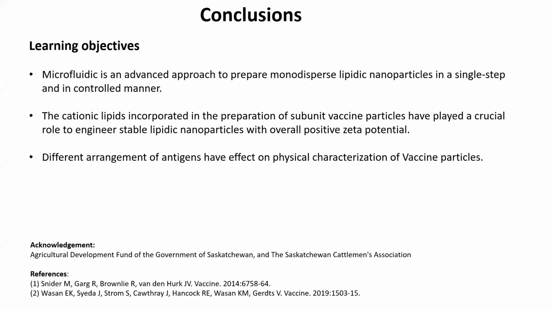To sum up, based on the characterization data of the LAT vaccine particles, it was concluded that microfluidics is an advanced approach to prepare monodispersed lipidic nanoparticles in a single step and in a controlled manner. The cationic lipid incorporated in the preparation of subunit vaccines has played a crucial role in engineering stable cationic lipid nanoparticles. The effect of two different arrangements of antigen triadjuvant was observed on the physical characterization data of the subunit vaccine particles, and its effect on the immune system will be revealed based on in vivo study results.